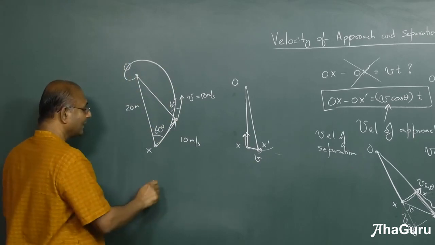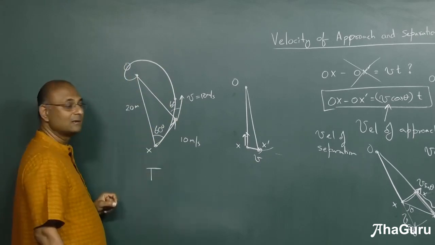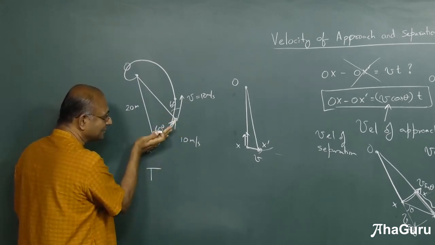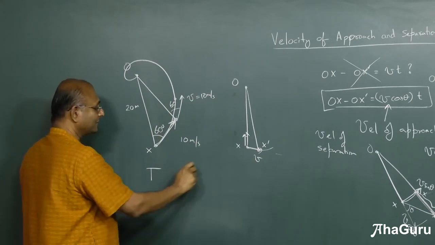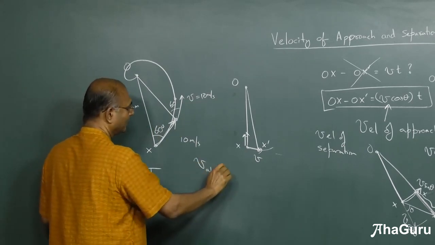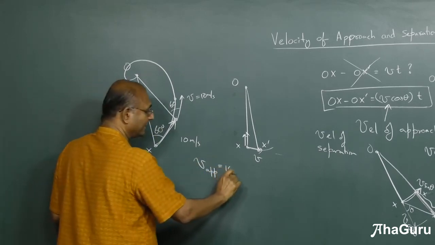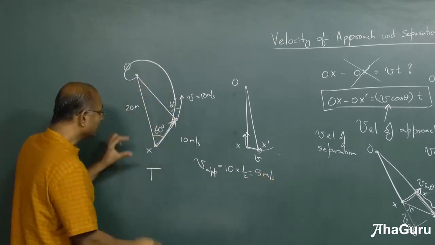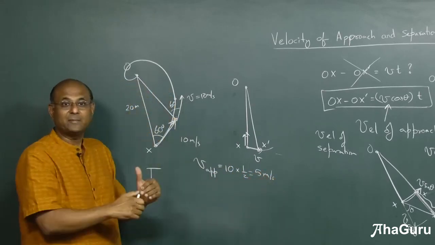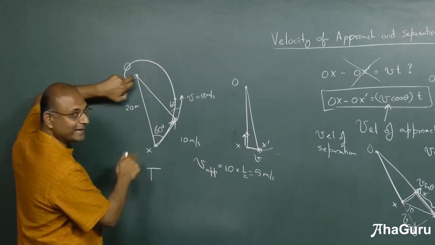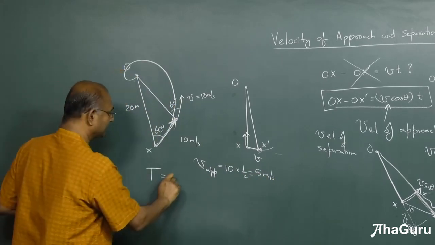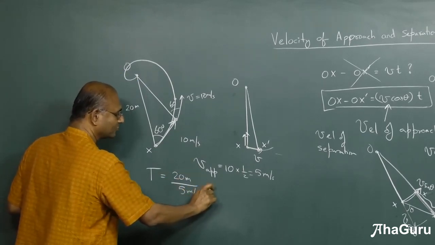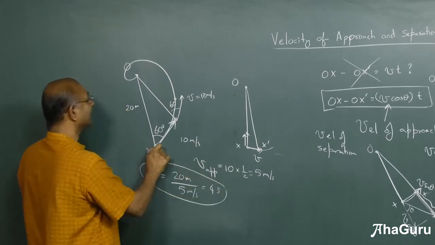Now the question is, how much time does it take? Well, let's think: at any instant its velocity is 10 meters per second, but what is the velocity of approach? 10 cos 60, so 10 into half. It is 5 meters per second. That is, it is getting closer at the rate of 5 meters every second. How much closer should it get to meet? 20 meters. So time must be 20 meters divided by the velocity of approach, 5 meters per second. So it is 4 seconds. So in 4 seconds it's going to strike.